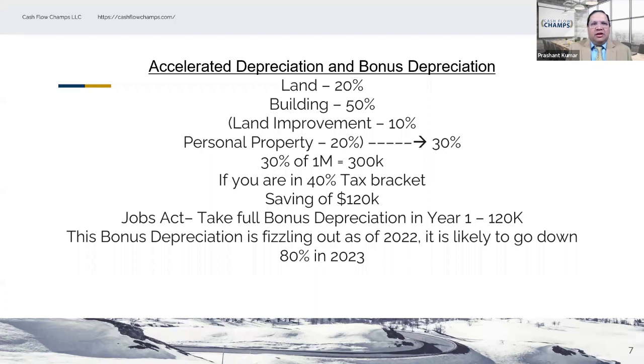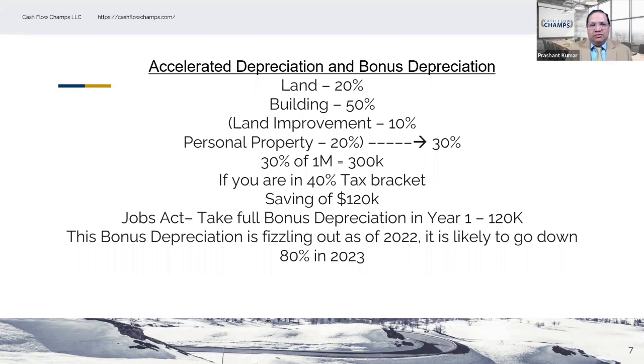This has been a great benefit, where this depreciation brings the money into our pocket, has been putting the money in our pocket sooner rather than later.